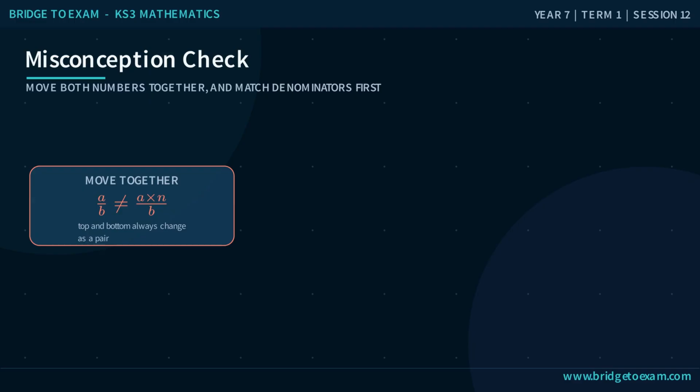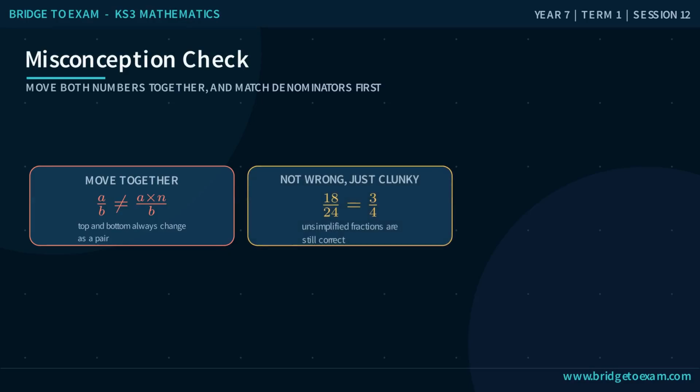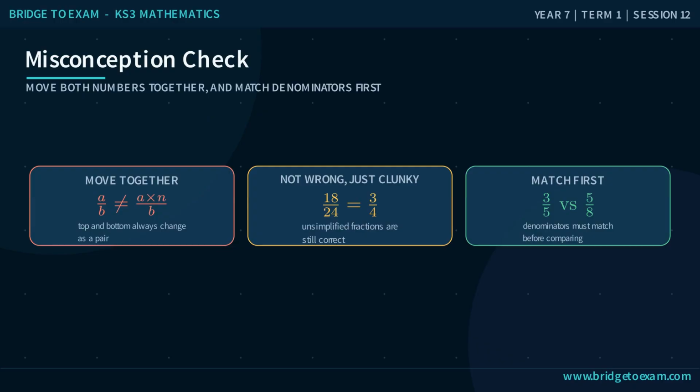Changing only the numerator or only the denominator breaks the fraction's value. Both numbers always move together. An unsimplified fraction isn't wrong, it's just clunkier to work with later. Simplifying is a courtesy, not a rule you're breaking if you skip it. And comparing numerators only works once the denominators match. 3 isn't bigger than 5, just because it's a smaller number written on its own.